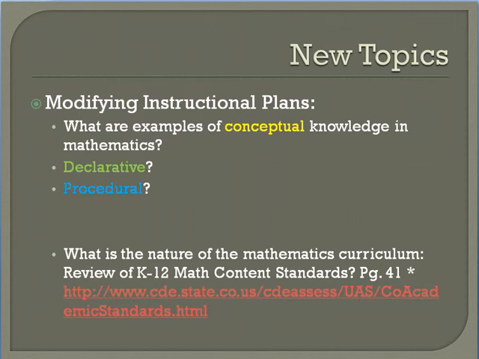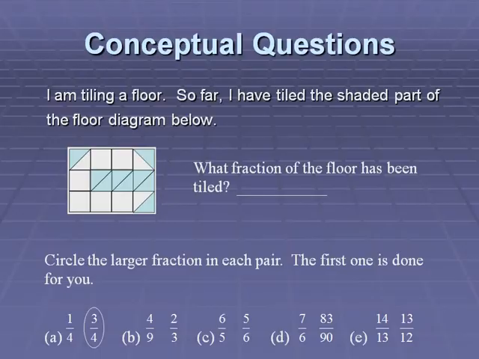So I'm going to give you some visual examples. Here's a conceptual type of question that would be asked. I'm tiling a floor. So far, I've tiled the shaded part of the floor diagram below. What fraction of the floor has been tiled? That's very conceptual. How many parts to the whole?